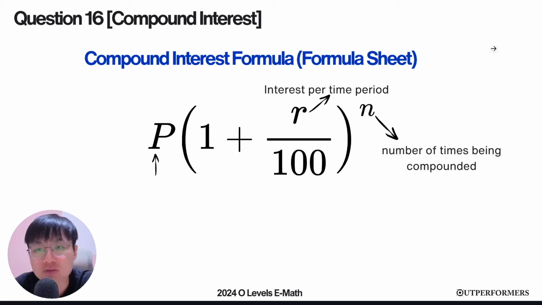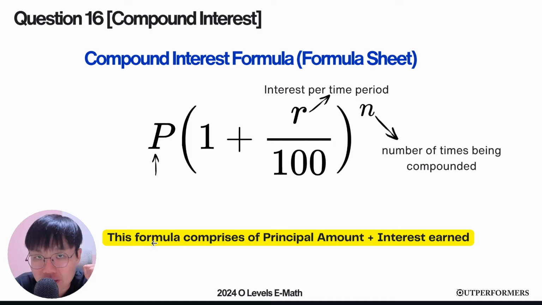N is also dependent on the question. Number of times being compounded. So are you doing every single month, or are you doing every single year? So it has to work hand in hand with your value of R. Okay, and most importantly, for this question especially, this formula comprises the principal amount along with your interest earned. So remember, compound interest formula includes the money you just put in plus how much you earn.